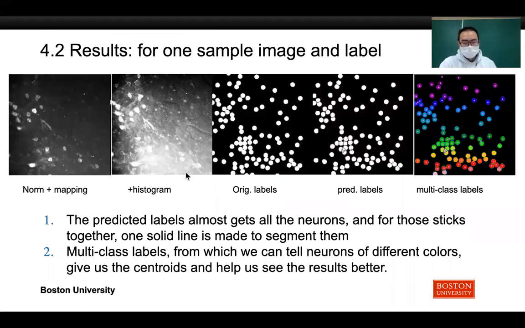So here is just one sample image and label. Here are the original labels, and here are the predicted labels. What you can see is that the predicted labels capture pretty much all the neurons. And the ones that are overlapping originally, those can be segmented using the watershed algorithm. And here on the right, we're showing the multi-class labels, which qualitatively gives us an idea of all the neurons that were predicted. And we can also look at the centroids more nicely.